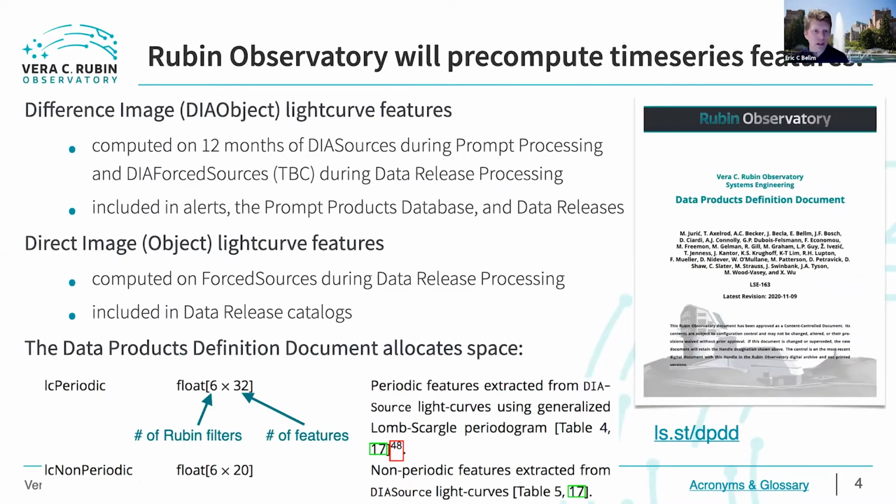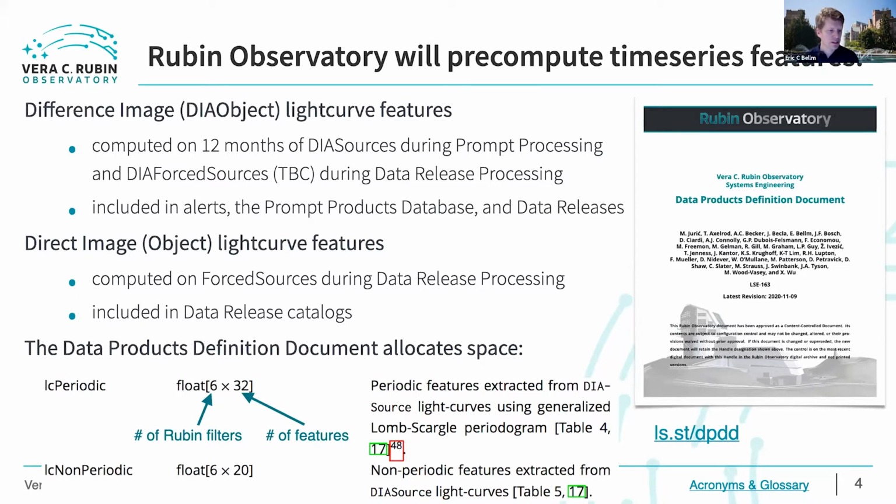All right, so let me dive right in and remind you that when we are surveying the sky, Rubin is going to be pre-computing time series features for a variety of contexts. So we compute time series features, so summary statistics and so on, on difference image light curves. During prompt processing, there'll be features that are included in the alerts and in the Prompt Products Database for query on 12-month light curve history. And there also are difference image light curves in the data releases over the whole survey that will also have time series features. And also the direct image or object light curves that are produced in data release processing also have features computed on them.